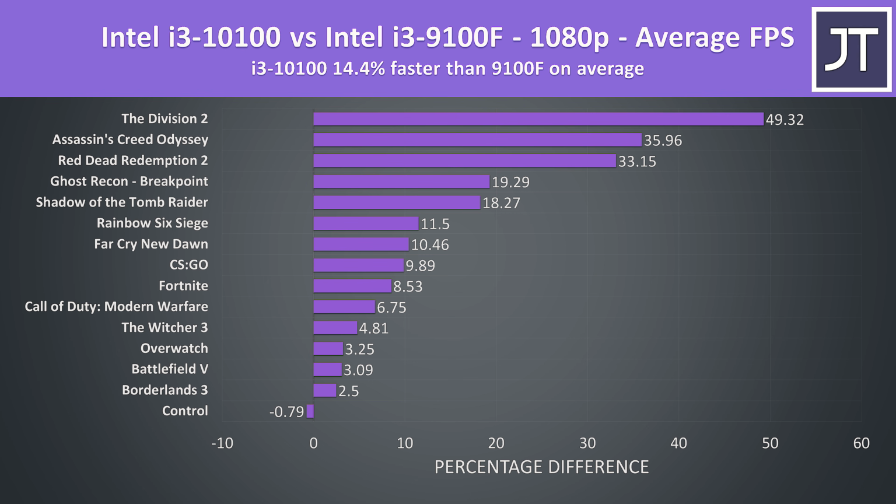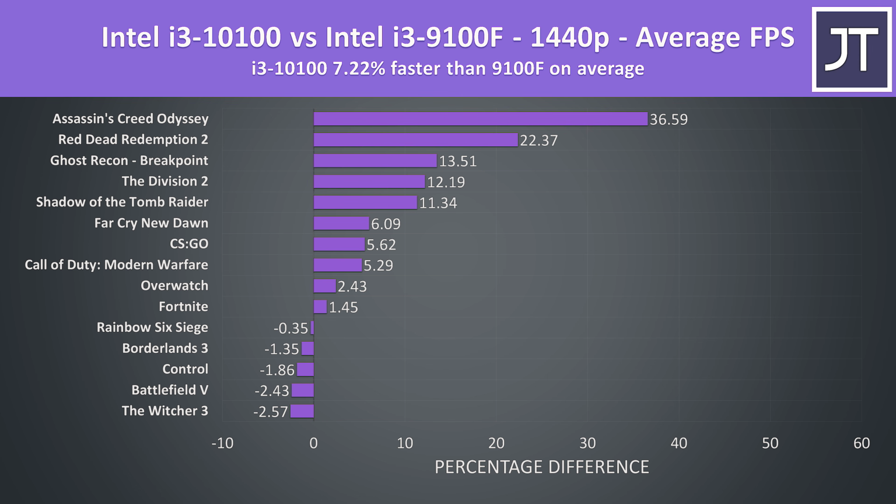On average, out of these 15 games tested, the Intel i3-10100 was 14% faster at 1080p in average FPS when compared against the older i3-9100F processor. Some games like Control saw basically no difference, while others like the Division 2 were almost reaching 50% higher frame rates. When we step up to the 1440p resolution though, the difference lowers to a 7% lead with the 10th gen processor, as the CPU typically matters less at higher resolutions like this.